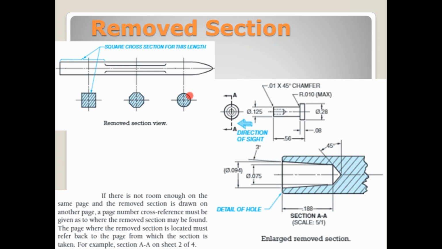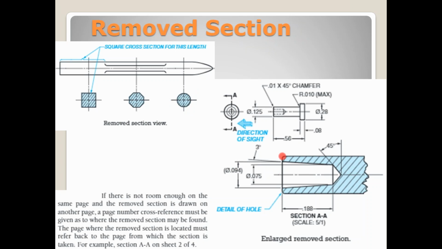If there's not enough room on the same page and the removed section is drawn on another page, a page number cross-reference must be given as to where the removed section may be found. The page where the removed section is located must refer back to the page from which the section is taken. For example, section A-A, sheet 2 of 4.